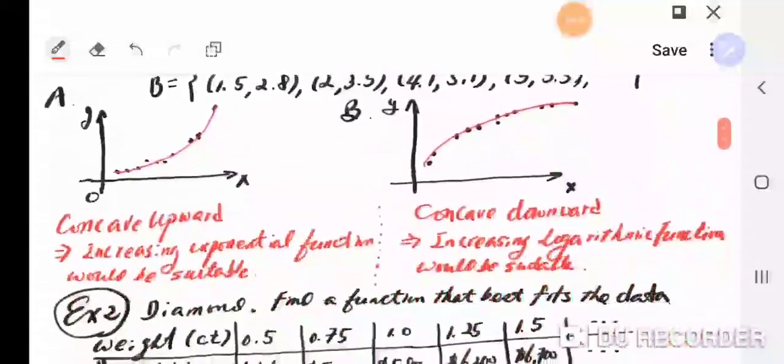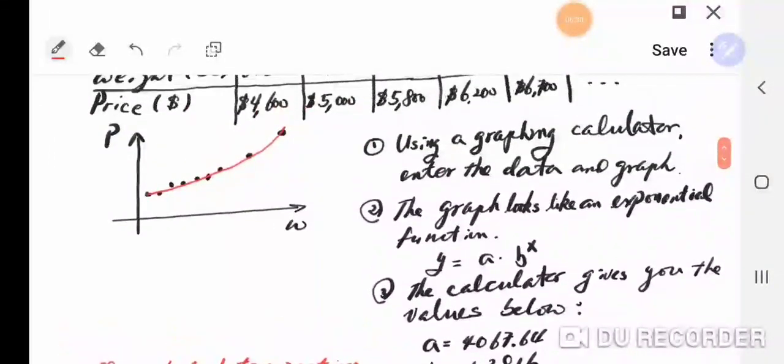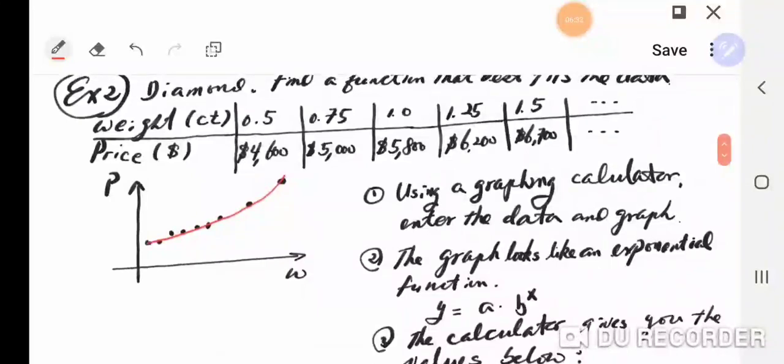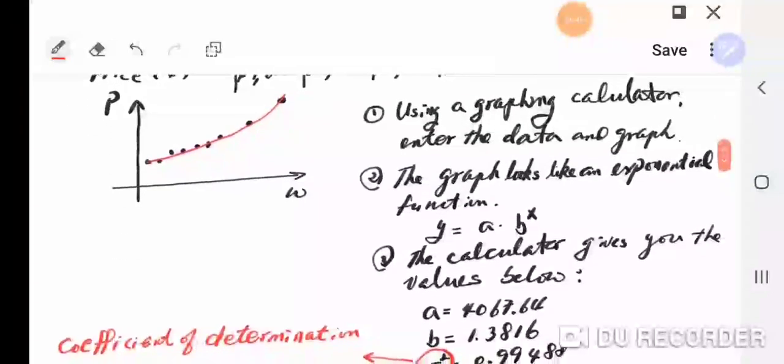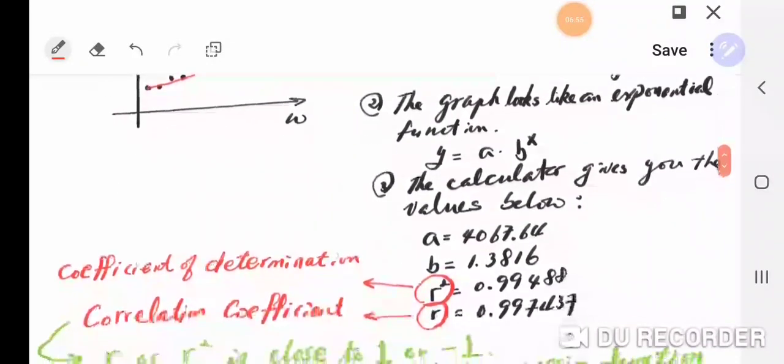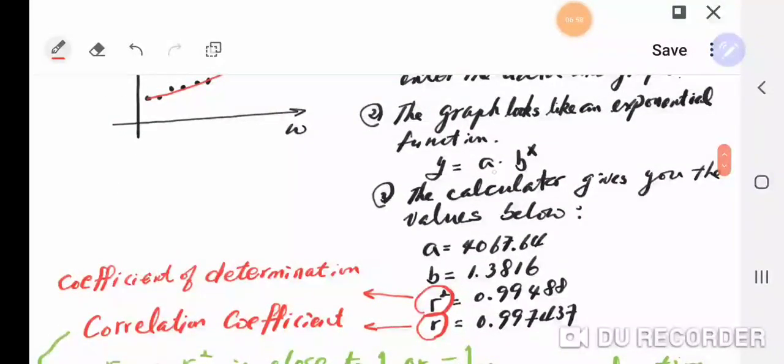So using a graphing calculator, enter the data and plot the data so that you get a graph of this, and it looks like this graph. So from this, we can set it up with an exponential function. And then it will give you all the values of the variables. So this is an exponential function, y equals a times b to the x. So the graphing calculator will give you the values of a and b.